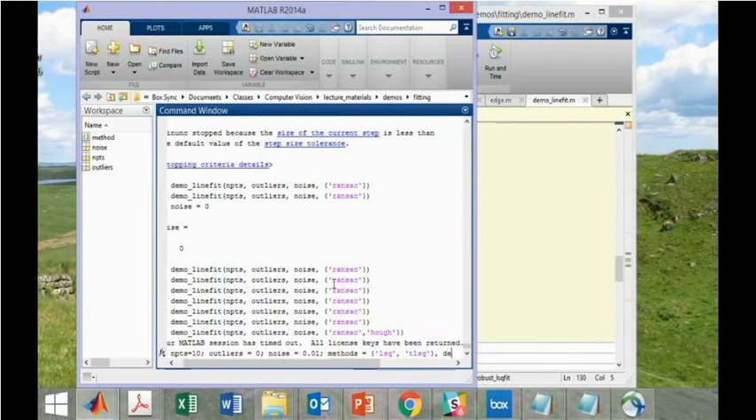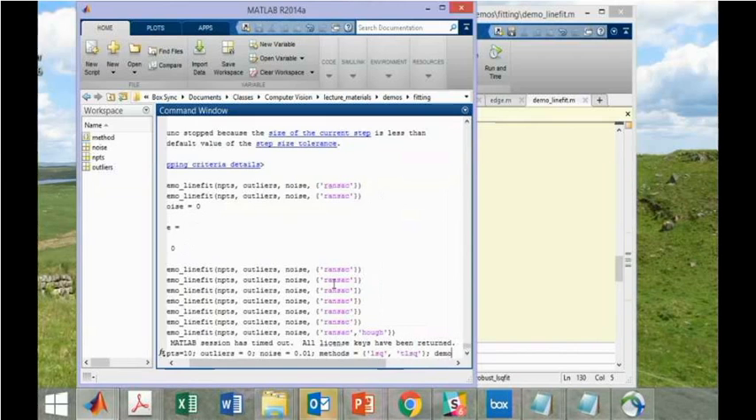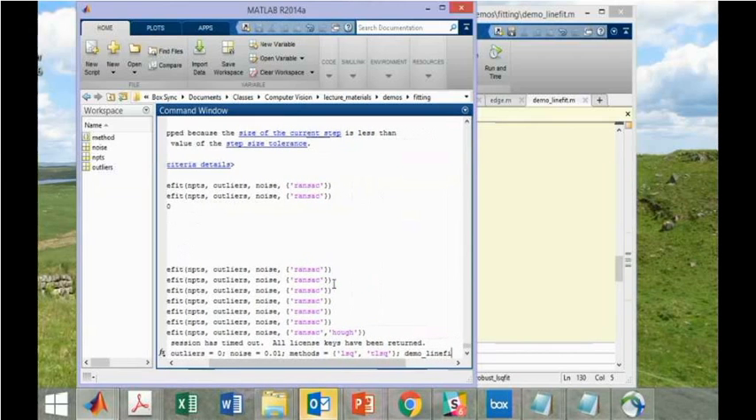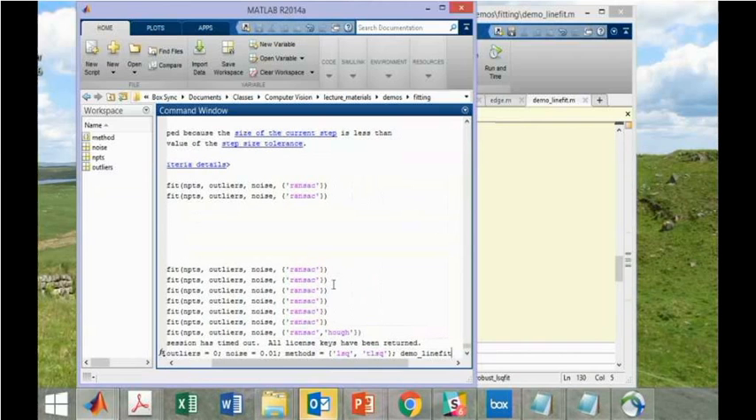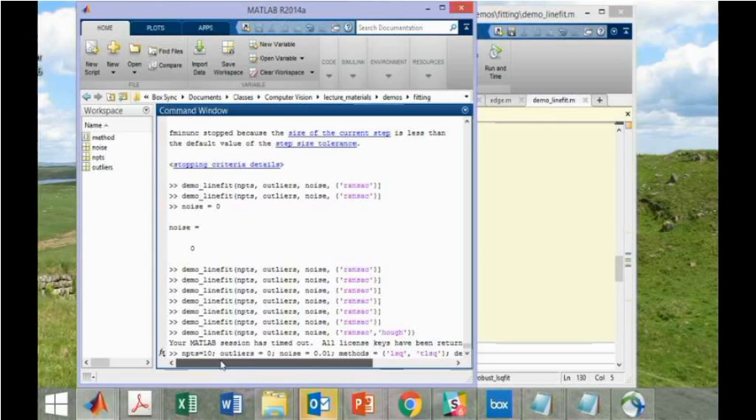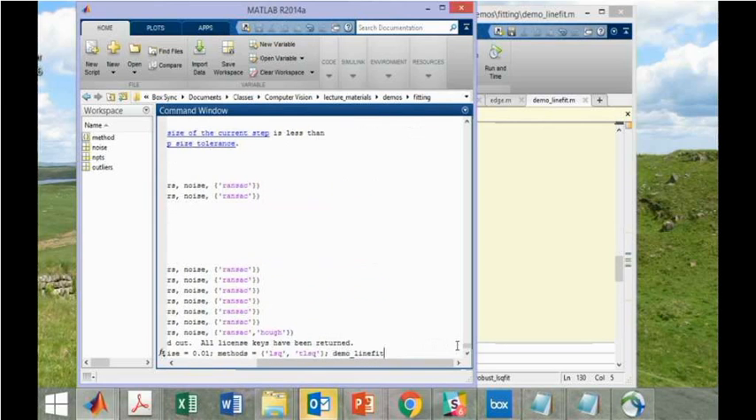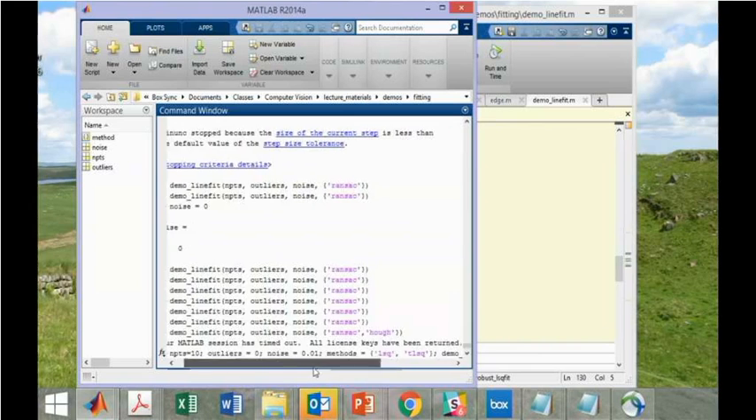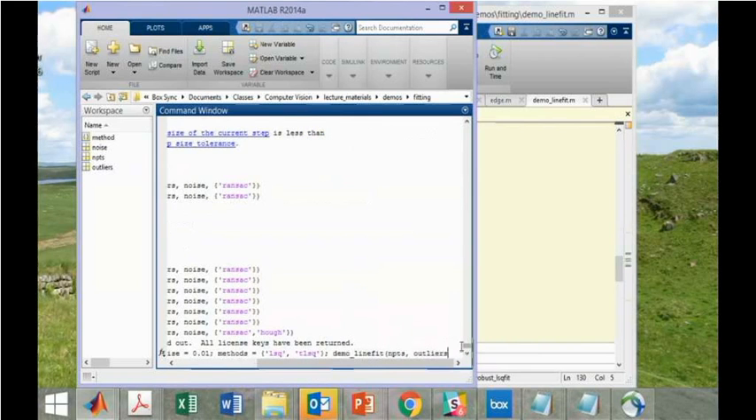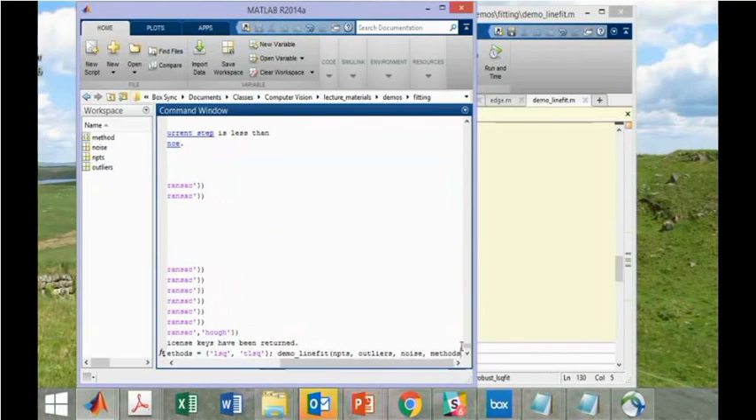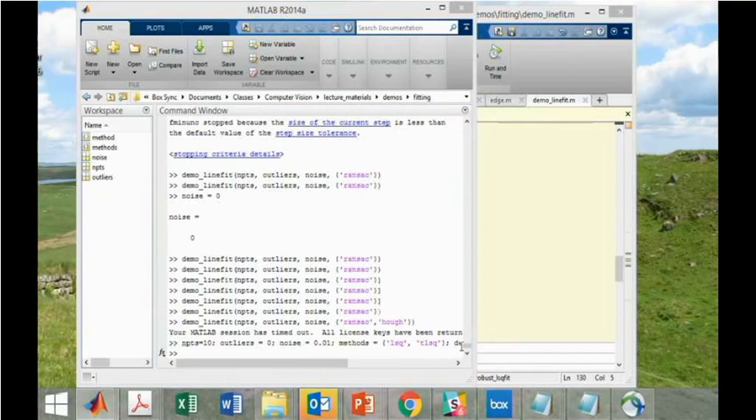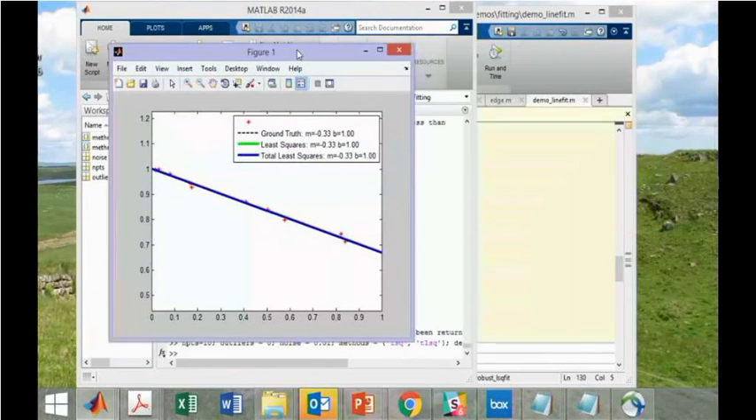and demo line fit. Demo line fit endpoints, outliers, noise, methods. Let me know if I mistype something. Okay, so let me pull that figure over. And so here's just, this should work well.